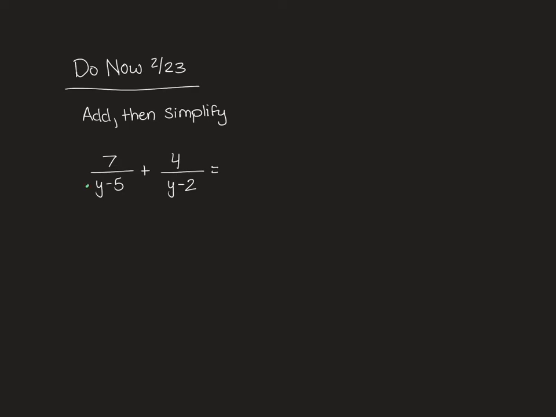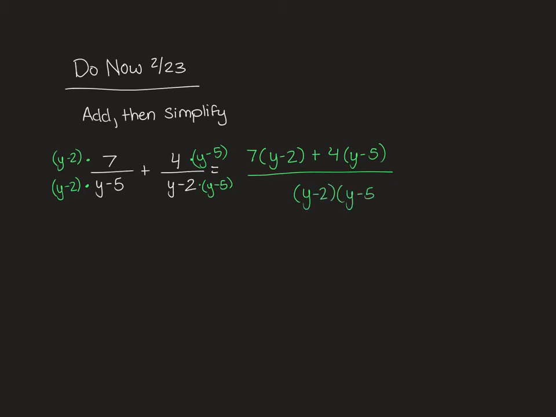In this case, I'm going to multiply this one by y minus 2 on top and bottom. This one I'm going to multiply by y minus 5. So now let's rewrite it. I will have 7 times y minus 2 plus 4 times y minus 5 over y minus 2 times y minus 5.